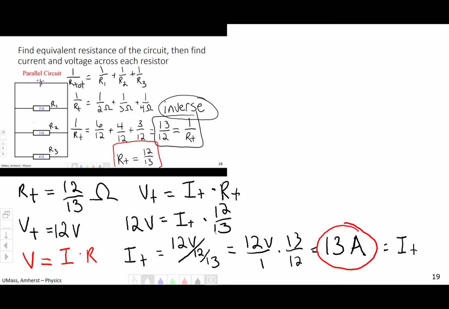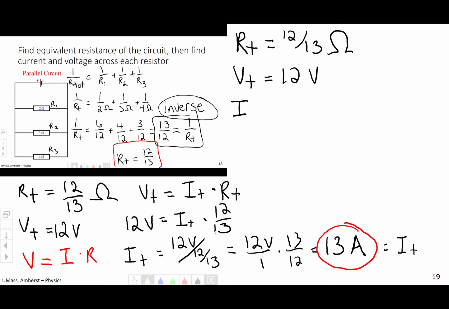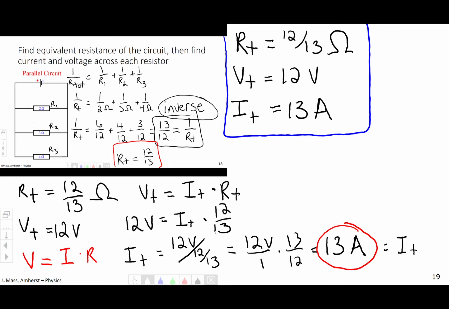So let's list our overall quantities. Let's say our total resistance is 12/13 ohms. Our total EMF is 12 volts. And our total current is 13 amps. All right, so that's our sanity check for the total circuit.